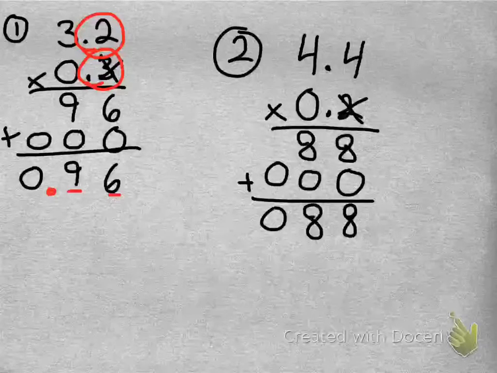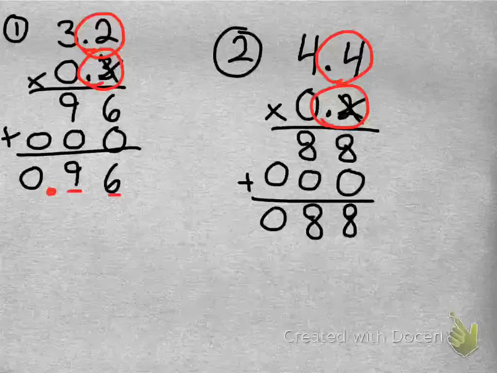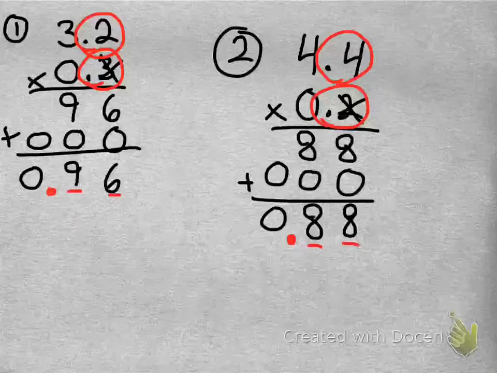0 plus nothing, 0. So go back to the original problem. I have a 2 and a 4 behind the decimal. So I have two numbers behind the decimal. So in my answer, I have to have two numbers behind the decimal. 88 hundredths is my answer.